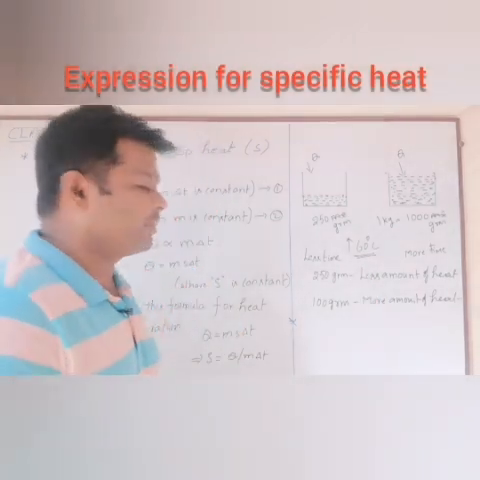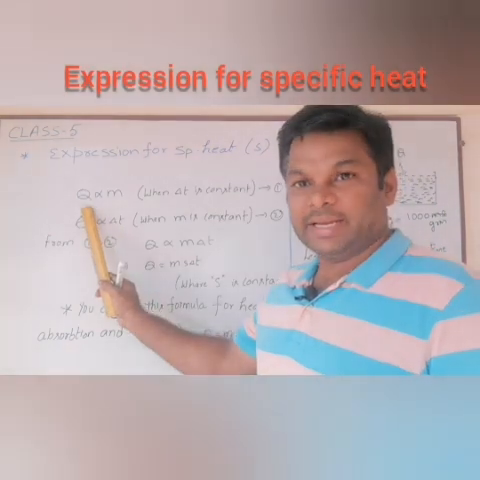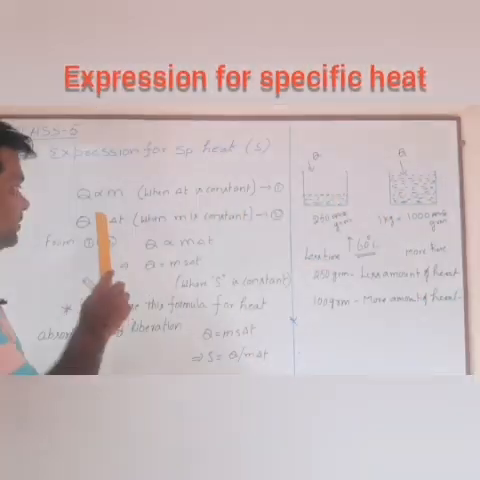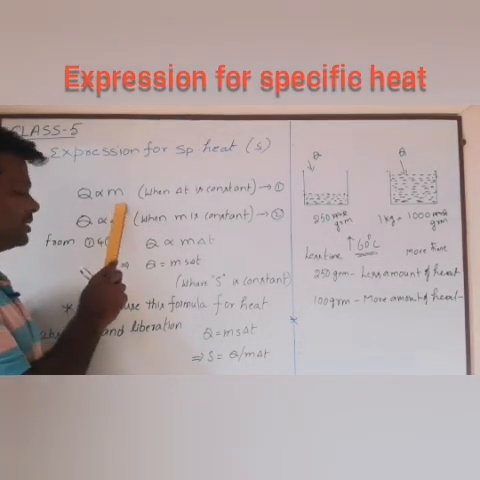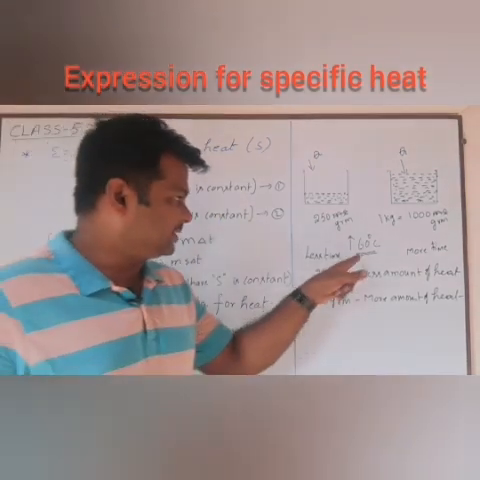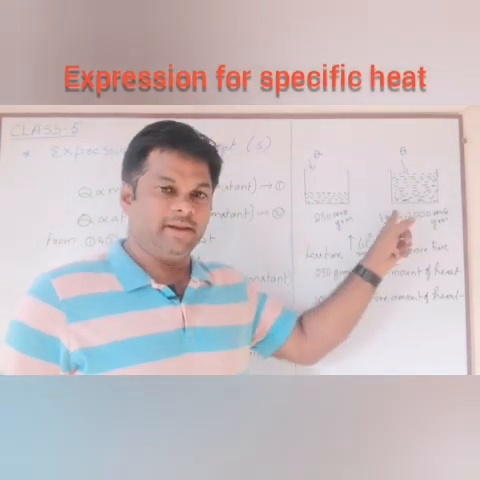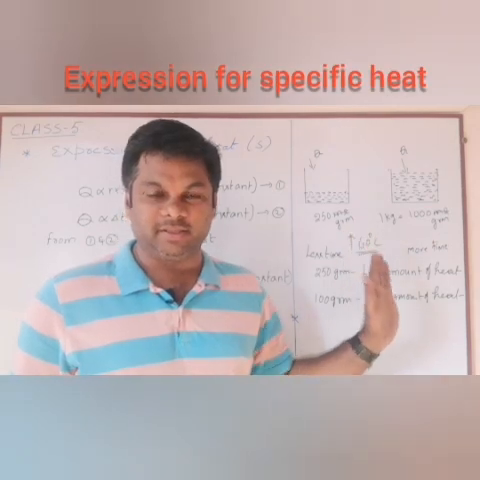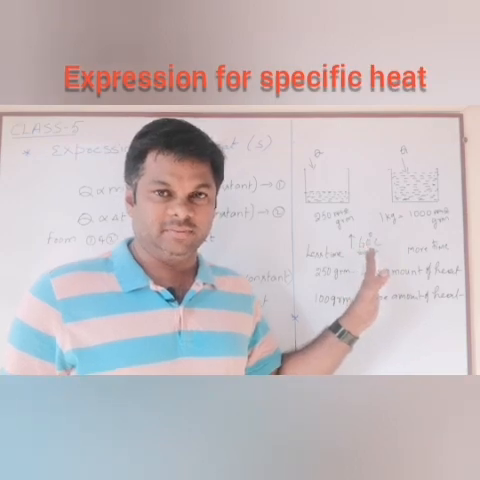So from here you will get this: Q directly proportional to mass. Observe here, Q directly proportional to mass, where delta T is constant. Initial temperature is the same and final temperature is the same, that is, delta T is constant. The rise in temperature is constant, that is 60 degrees centigrade here.